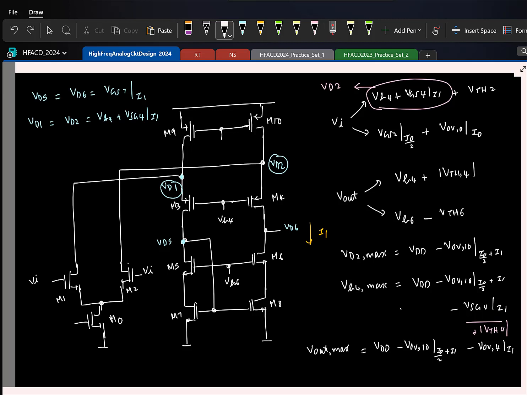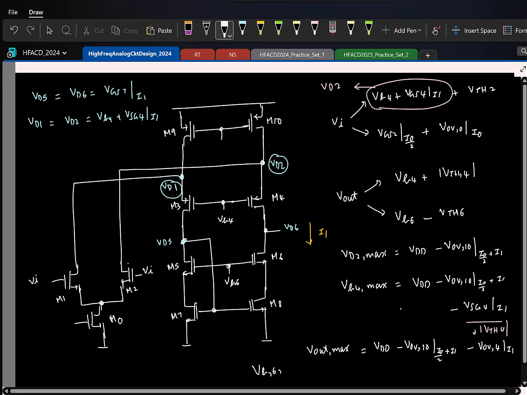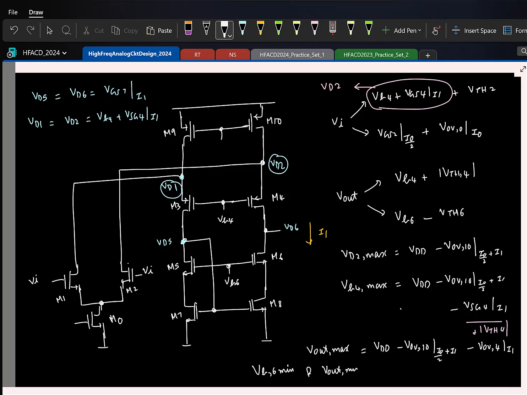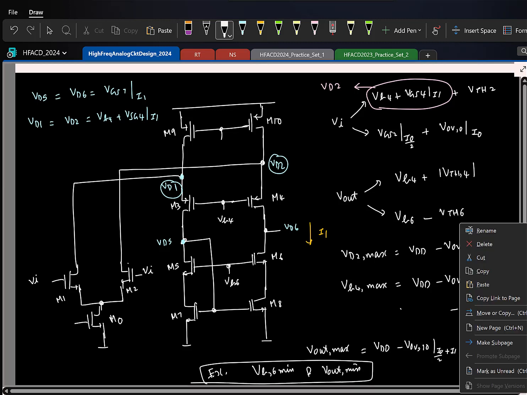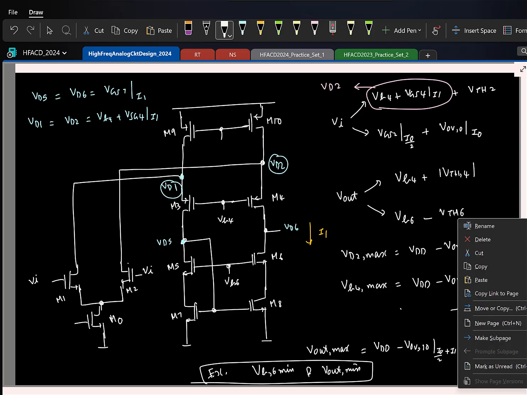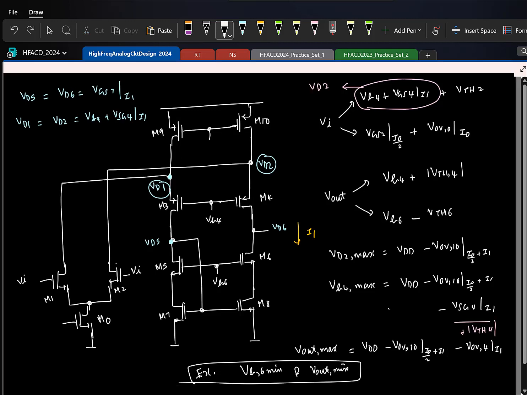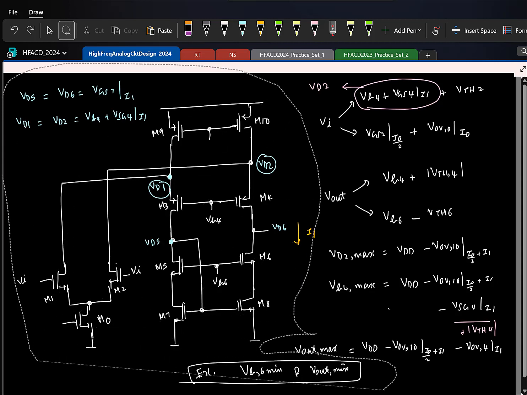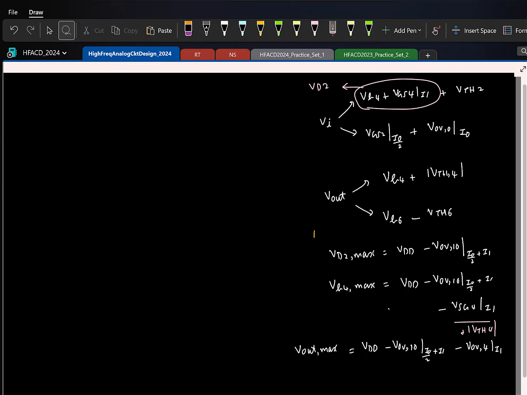So what I'll do is I'll give it as an exercise for you to work out VB6 minimum and Vout minimum. We have done this for the telescopic cascode, and similar will apply here. Just a couple of points I want to make and we'll wrap up. So now let us say I have these values here. I have the maximum and minimum for the input and output, right?